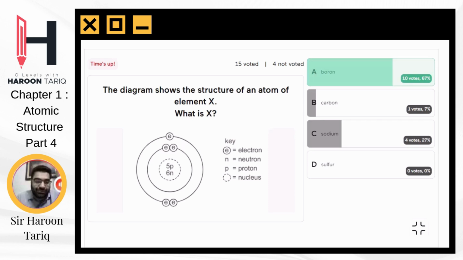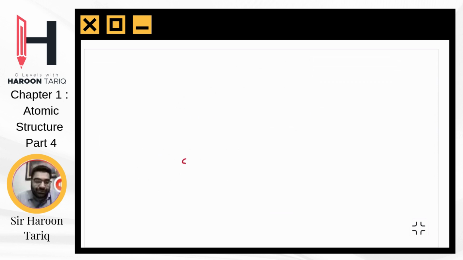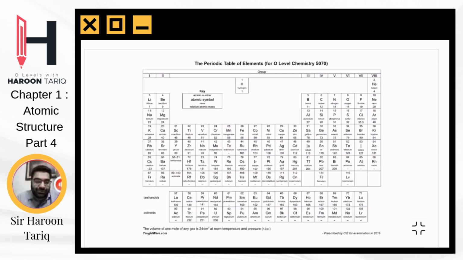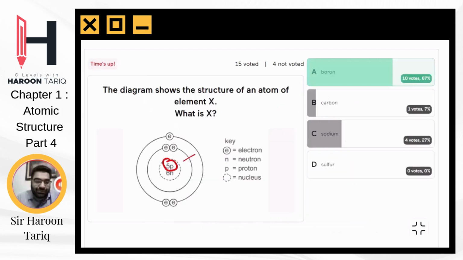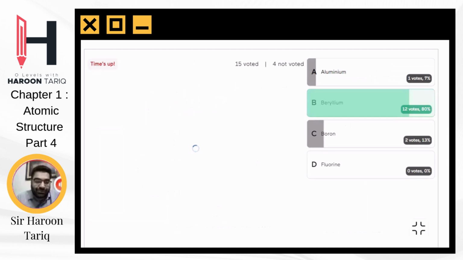We need to figure out any element that has 5 protons. So that would be boron. You can see 5 protons. I'll go back and you'll see A is the answer, which is boron. How do I know? From the number of protons. Every element has a unique number of protons. If we know the proton number, we know the element. I hope this has made sense.